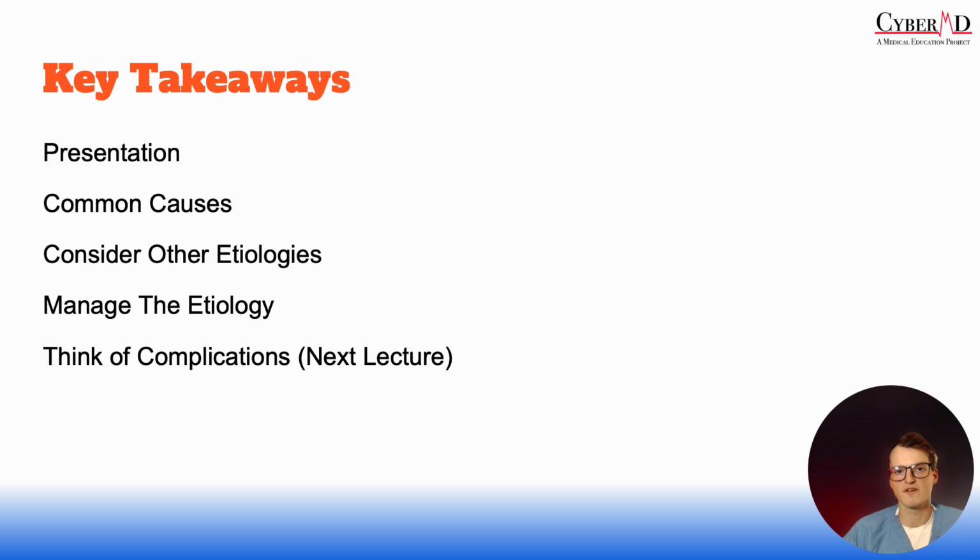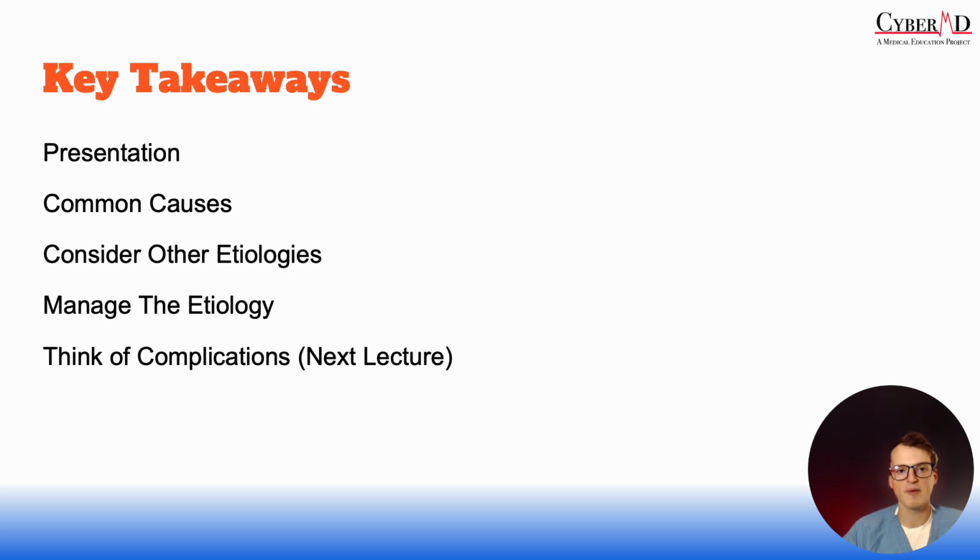Remember that cirrhosis can present with a variety of symptoms ranging from fatigue and weakness to more specific signs like jaundice and ascites. So early recognition of those signs can be crucial for timely intervention. Keep in mind the common etiologies of cirrhosis, such as viral hepatitis, alcohol consumption, non-alcoholic steatohepatitis, non-alcoholic fatty liver disease, autoimmune hepatitis. And then also consider other etiologies, your more rare things like Wilson's disease, hemochromatosis, alpha-1 antitrypsin deficiency, PBC and PSC as well. And then manage those etiologies. Tailor your treatment based on the underlying cause.